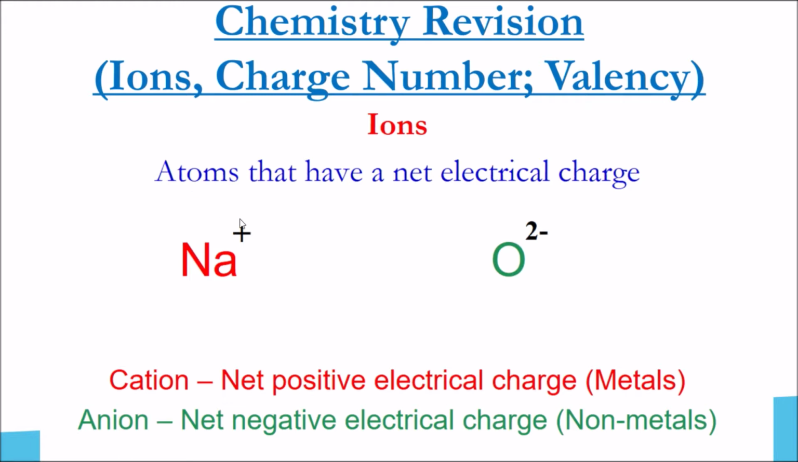So, for example, with sodium, you can see a positive value here. It means it has lost one electron, while oxygen here is negative, it's gained 2 electrons. The reason why it's gained 2 is because electrons are negative particles. You'll find that most cations are metals and all anions are non-metals.